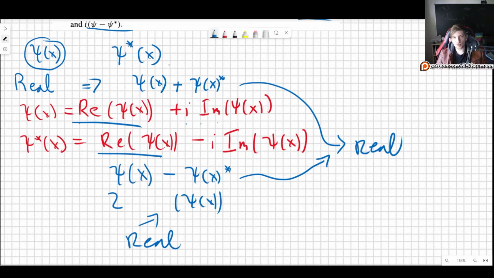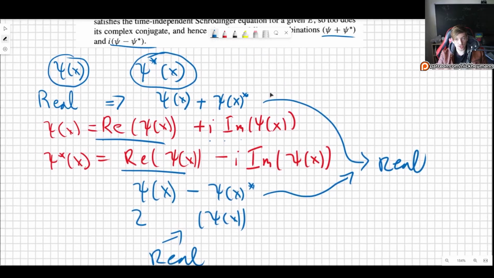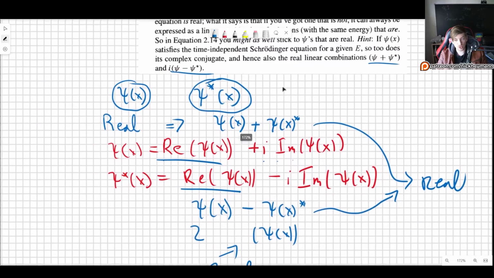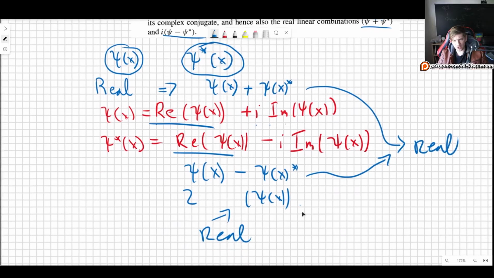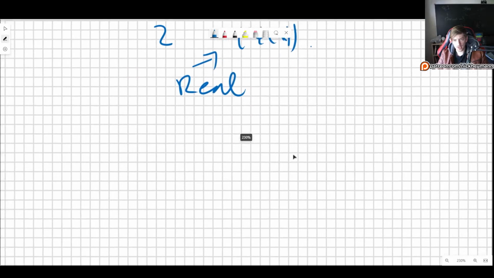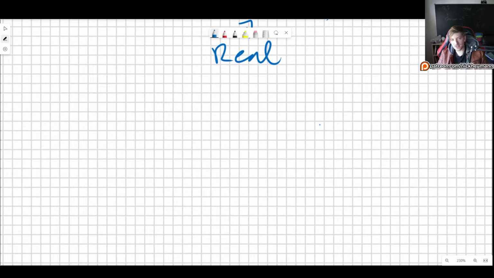Now, we don't really know if psi conjugate of x is a solution to the Schrödinger equation. We don't know that. So all we did now is just show that we can write down a real solution if psi is complex, if we use psi conjugate. But is psi conjugate also a solution to the Schrödinger equation? Well, we don't know that. And even if it is, is the sum of two solutions also a solution? We don't know that either. So let's go through all of that.